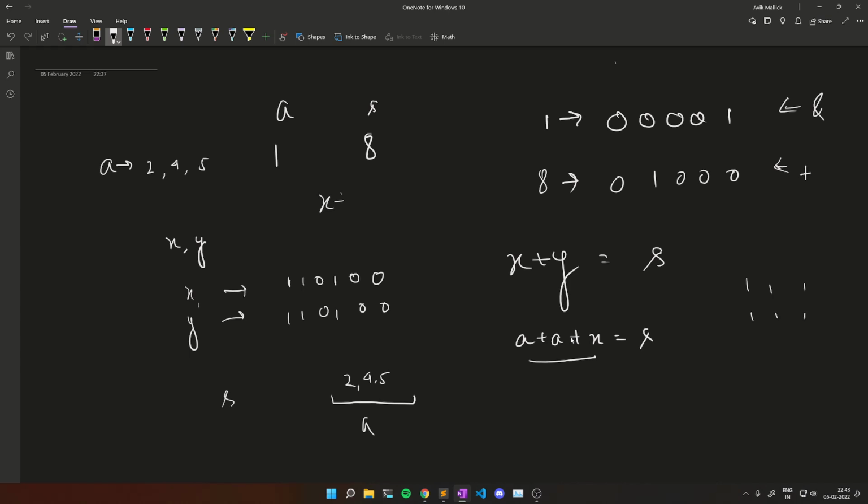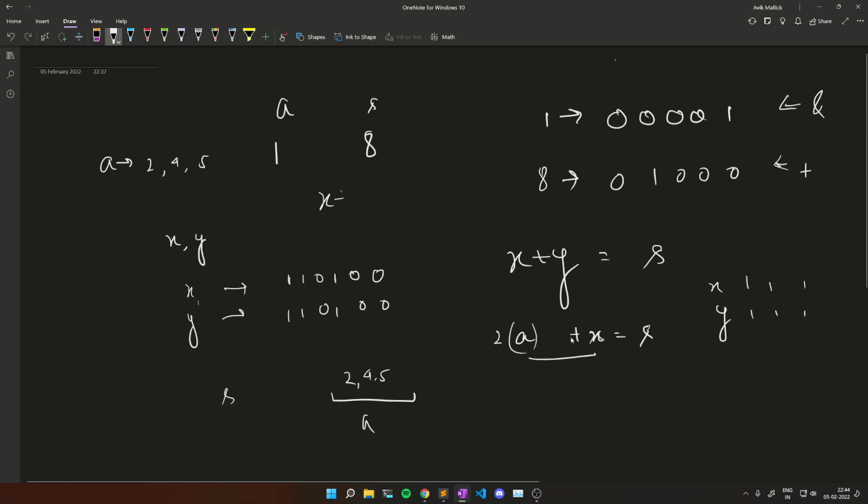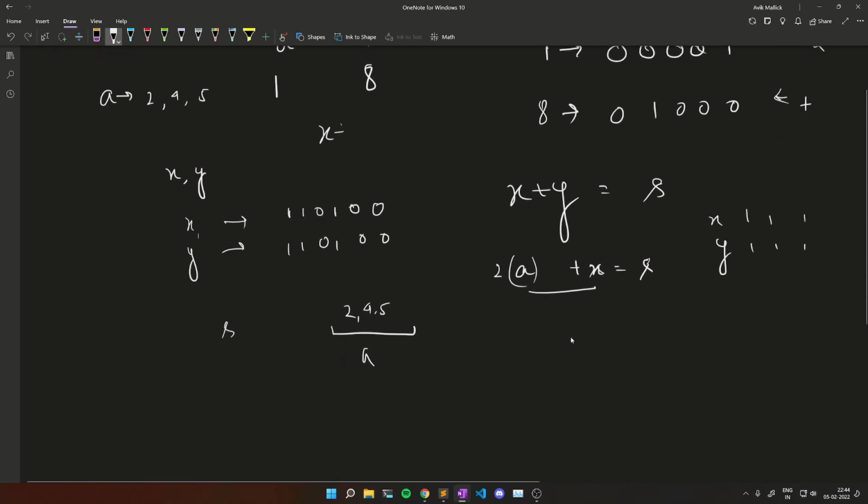So this is x, this is y, so both the numbers have the same set bits, so it is nothing but 2 into a, and also we have to additionally add some extra value so that it can be equal to s. Do you understand this? What we need to do is evaluate whether it is possible to get this value x or not. So how can we check that?